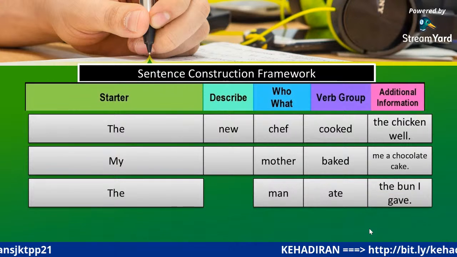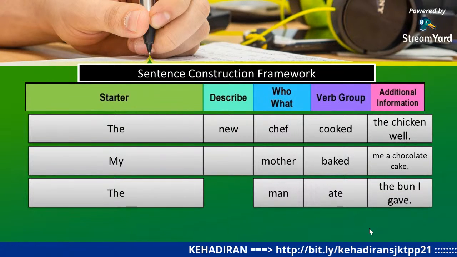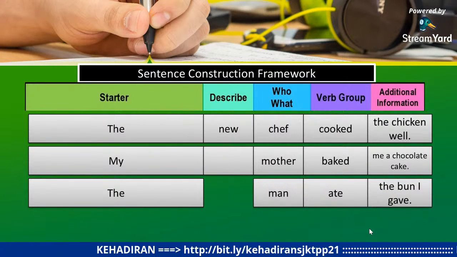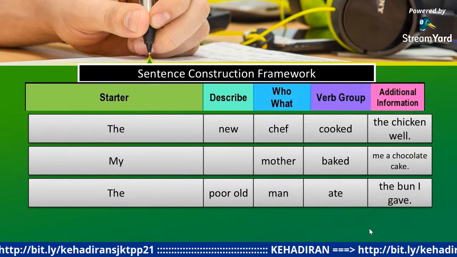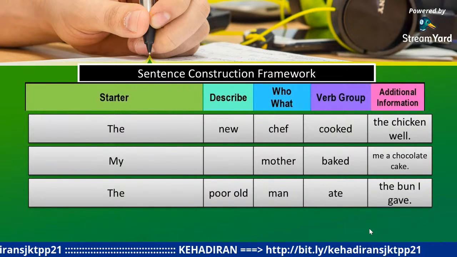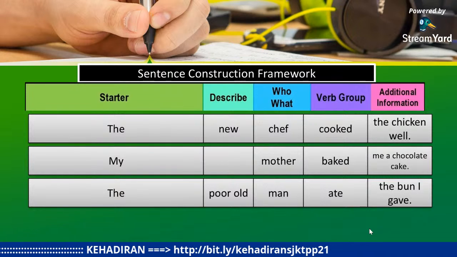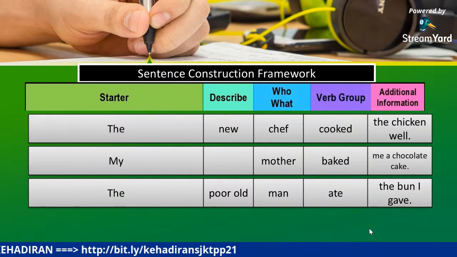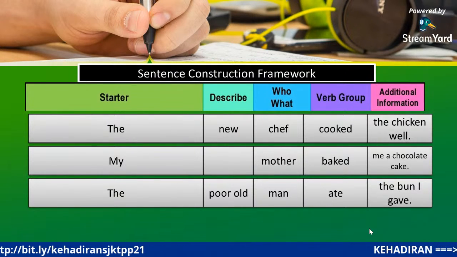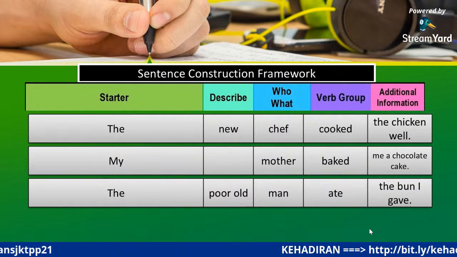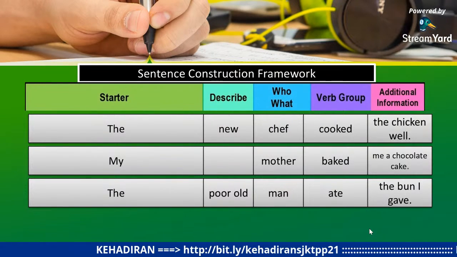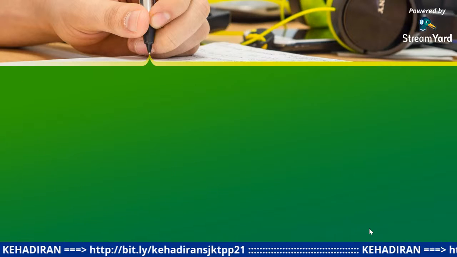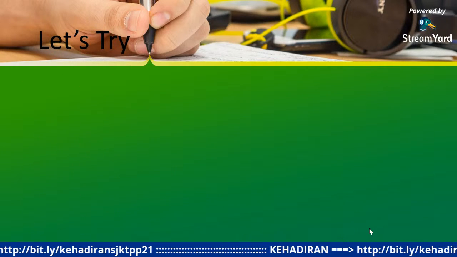Man ate the bun I gave. See that? Additional information, the bun I gave. Which man? Poor old man. Please bear in mind that you can always put more than one adjectives in the description box. But the only thing you need to keep in mind is that the arrangement of the adjective has to be correct. Now, let's try.